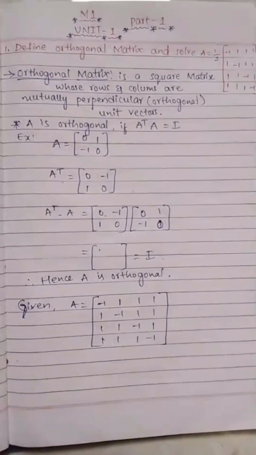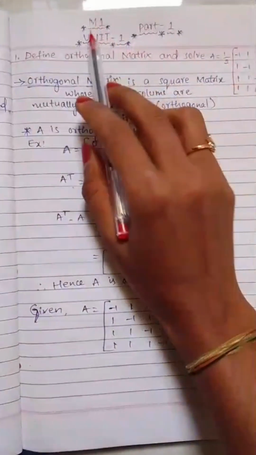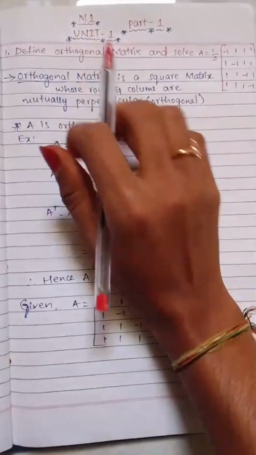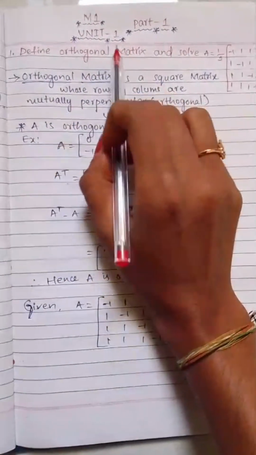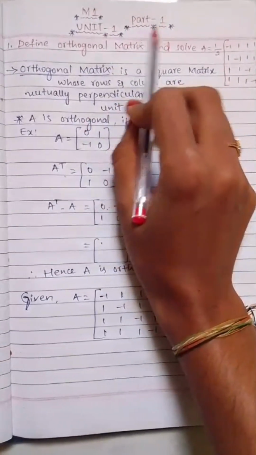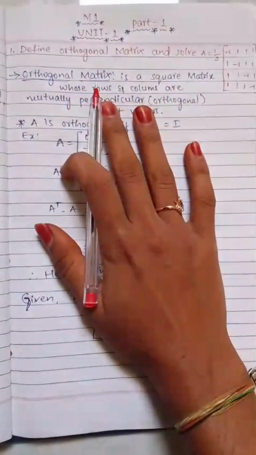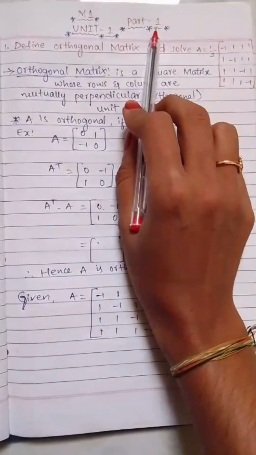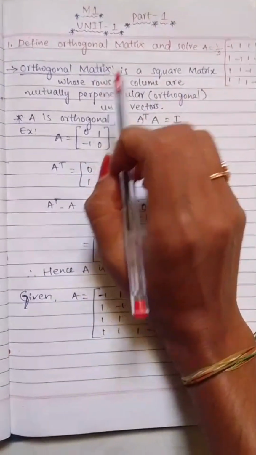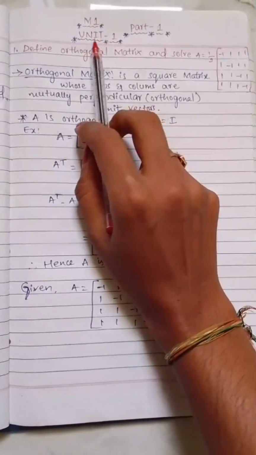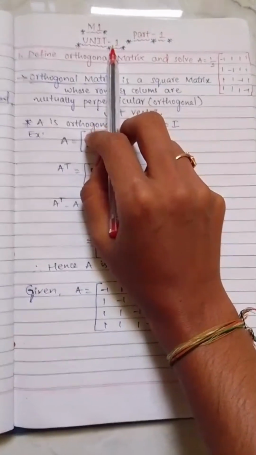In this video, I am going to explain the complete M1 syllabus, which is the question paper solved one, and this is unit 1. In that, this is part 1 because we have multiple questions in unit 1 only. That's why I am making part 1, part 2, part 3 like that. I'll explain all the units, like unit 2, 3, 4 and 5 also.